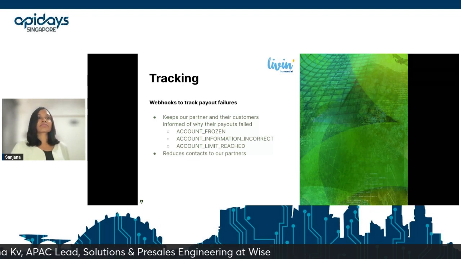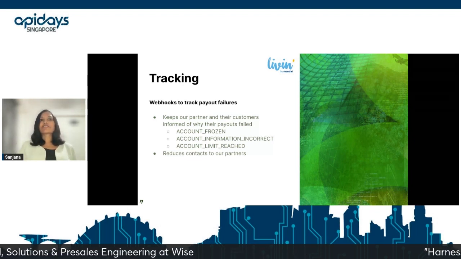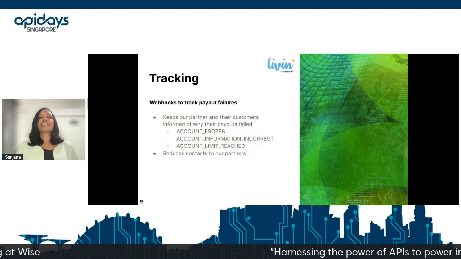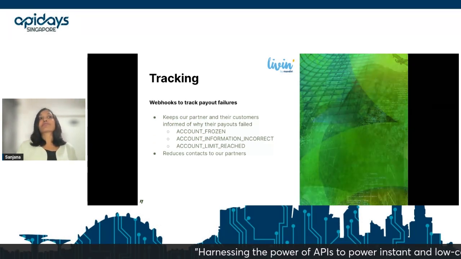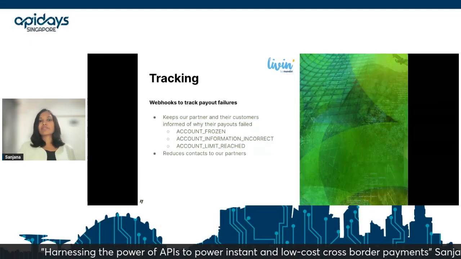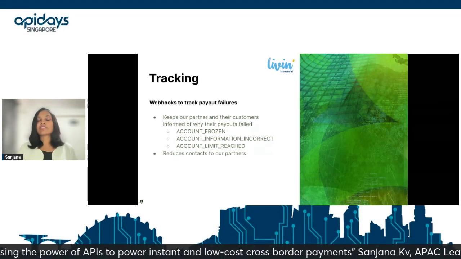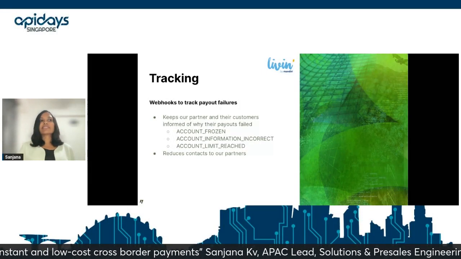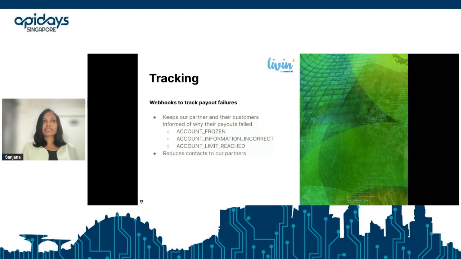By giving this kind of information to both partners as well as the customers, they will know exactly what the problem was with their payout or the transfer that they've created, and they can then take the required action to complete the transfer. And of course, this reduces contacts to our partners as well as us.